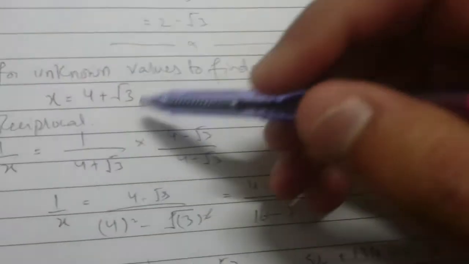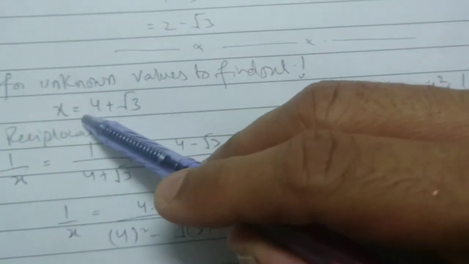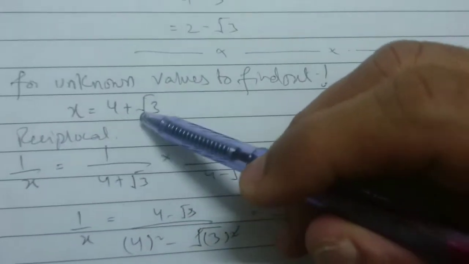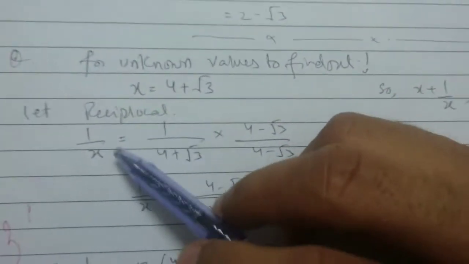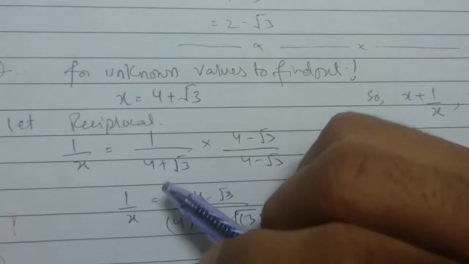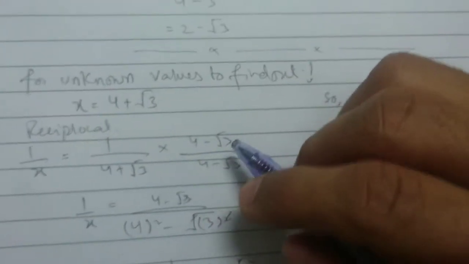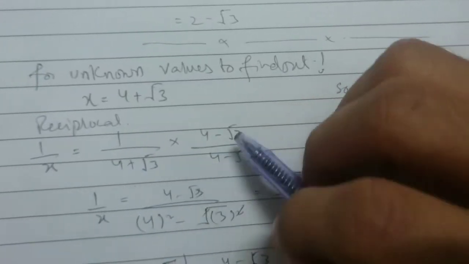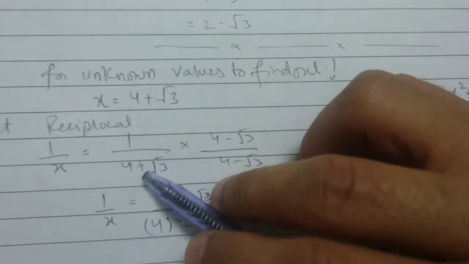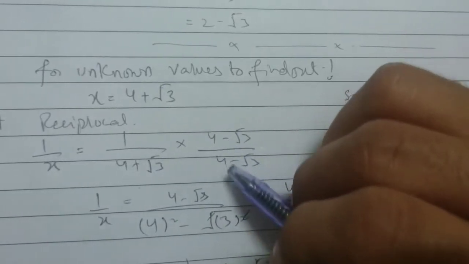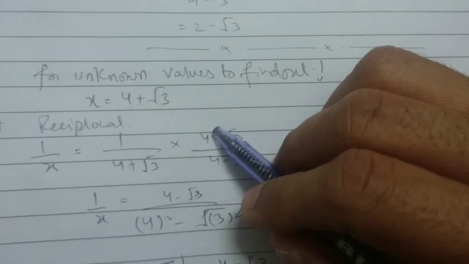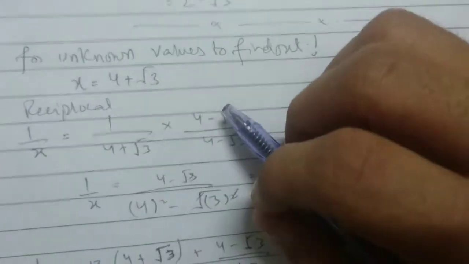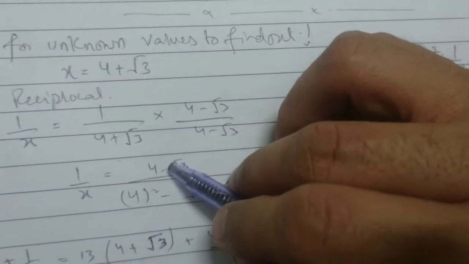Now what we're going to do, we need the value of 1 upon x. We know the x value, so we just take the reciprocal, 1 upon x. You do the same thing on the left hand side as on the right hand side, but you will use the rationalization process. The value of the denominator will be the same, but if you have a plus sign, you put it in the minus sign form. Whatever we multiply in the denominator, we multiply by the numerator. You can see there's only 1 here, so 4 minus root 3 will come exactly like this.